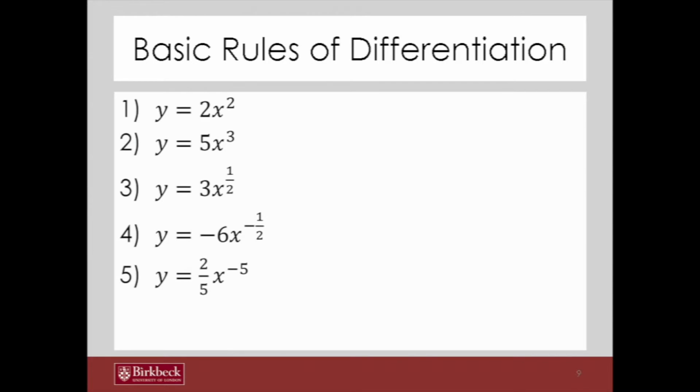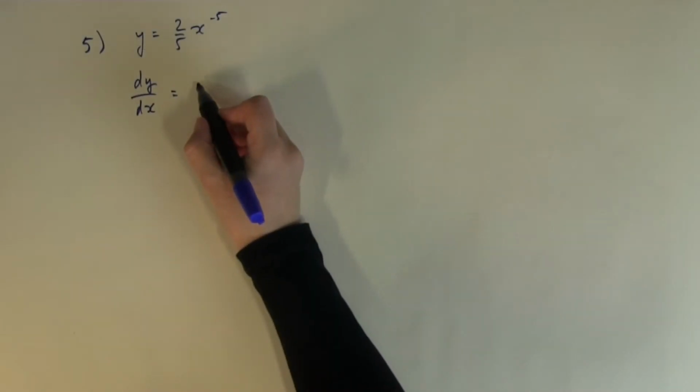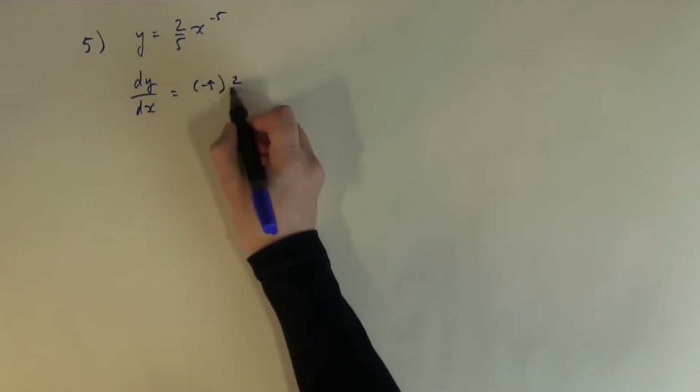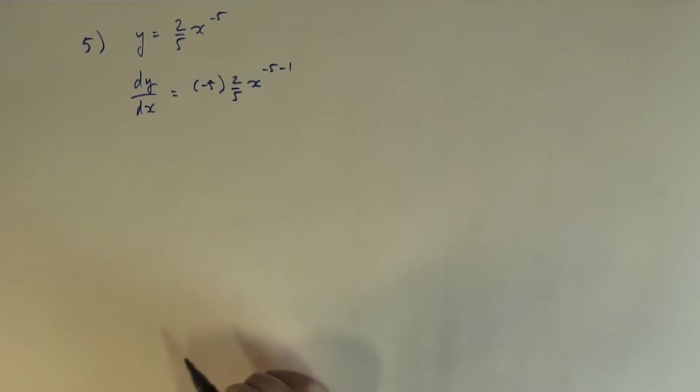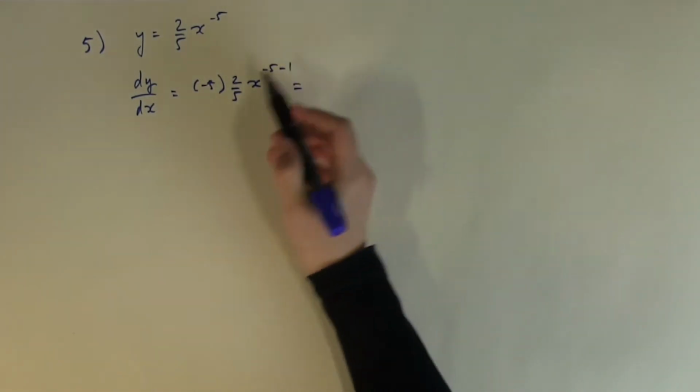And the last example, y equals 2 over 5 x to the minus 5. So what is the derivative here? Well, bring the power down and lower the power by 1. So let's tidy this one up.